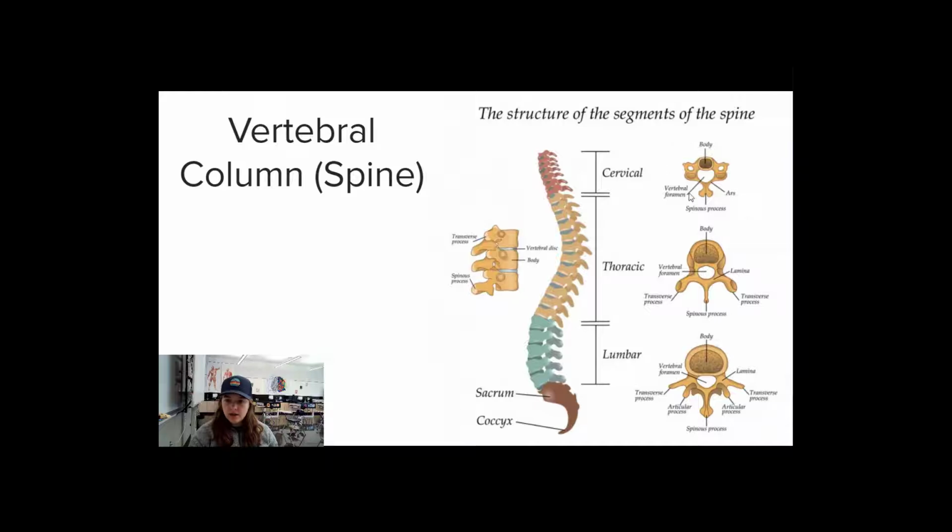And here you'll see a general overview of what each of these vertebrae look like. So cervical are very small, thoracic are kind of mid-range, and lumbar are very large vertebrae. So let's go into each of them.